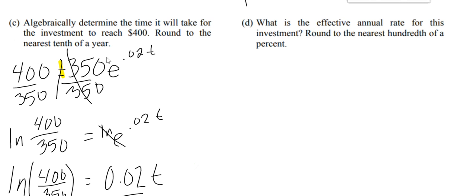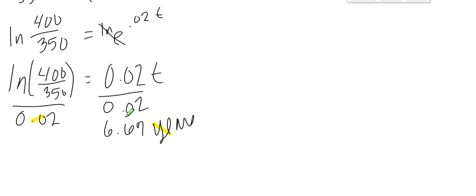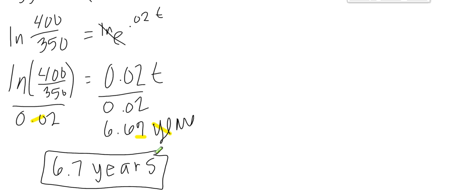years. I believe it said up here round to the nearest tenth of a year. So we're going to go here, and this will round up. So it is 6.7 years in order to get our investment up to $400.